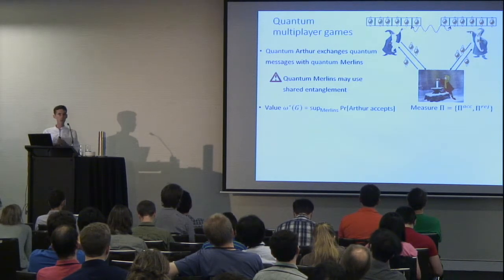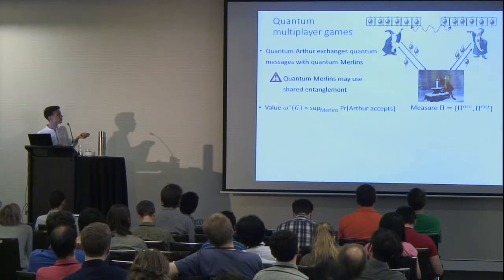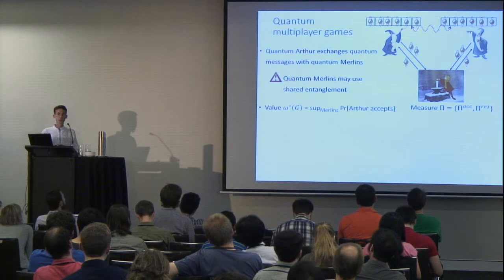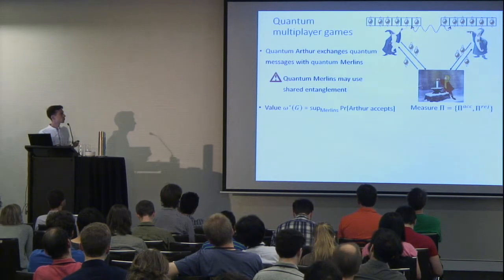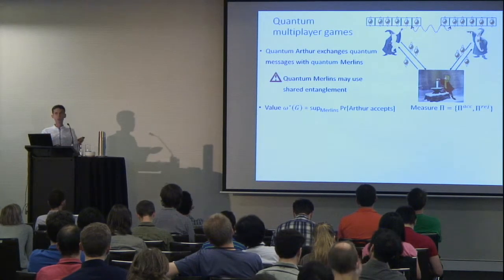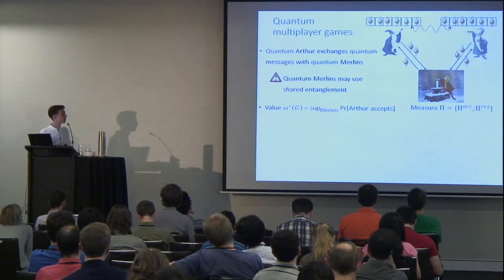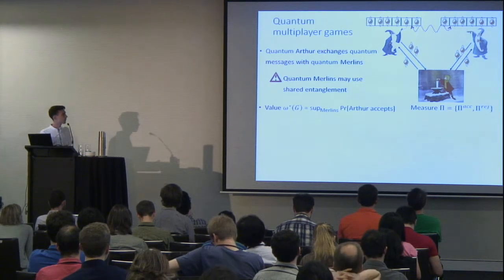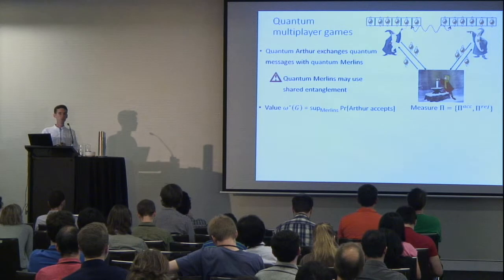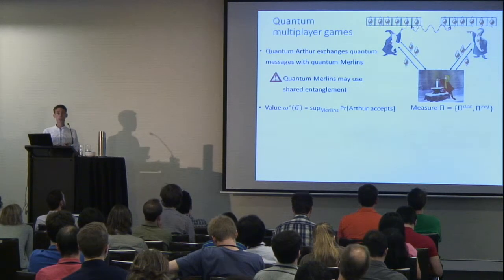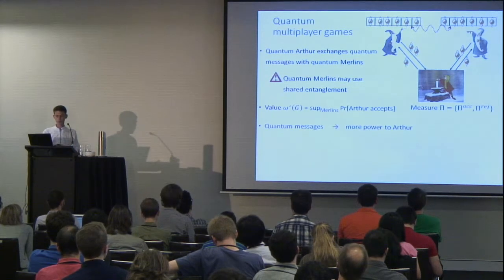And just as before, we can define a value of a game. I'll denote it omega star. The star refers to the entanglement and the fact that it's a quantum game. And this is just the maximum or supremum, because the maximum might not be achieved in general, the supremum over all possible strategies for the Merlins of their chance of being accepted in such a game.